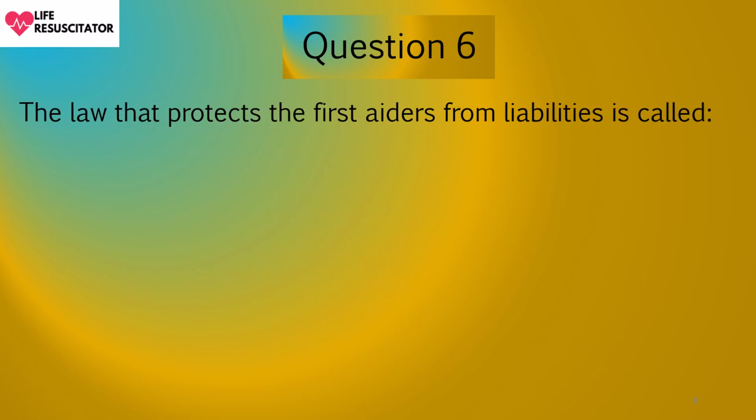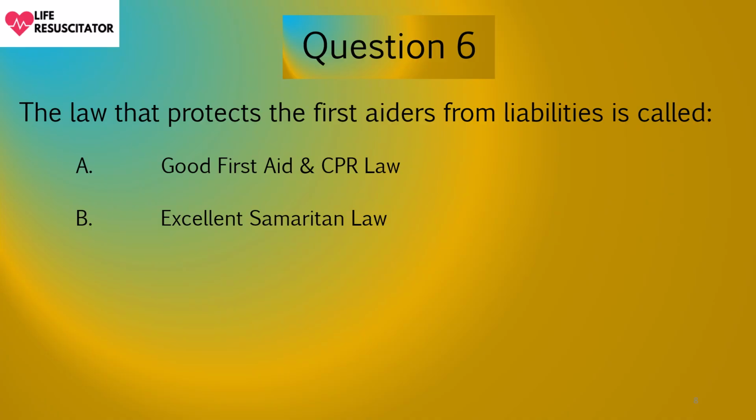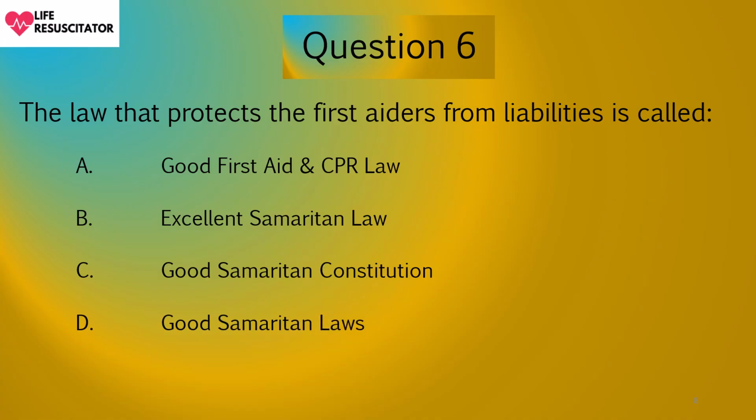The law that protects the first aiders from liabilities is called A, Good first aid and CPR law, B, Excellent Samaritan law, C, Good Samaritan Constitution, D, Good Samaritan laws. Make your choice. Indicate it on a piece of paper that you have, and then question 7.